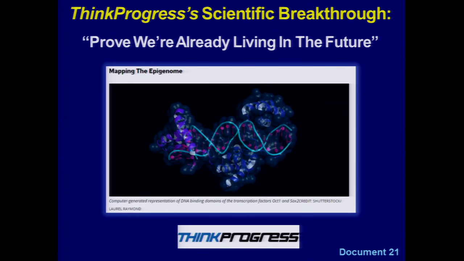And a final year-end accolade was given by Think Progress, an American political news program. Now, for some reason, Think Progress named the NIH Roadmap Epigenomics Program as one of its scientific breakthroughs that, quote, prove we're already living in the future, which I'm not sure I know what that means, but I think it's pretty cool. So we'll take it.